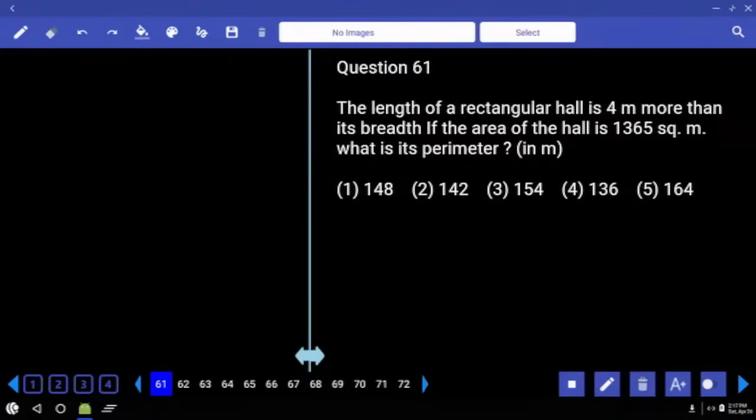This is one way. The other way is, what is 1365 called? Area. That is length into breadth only, right? There is a clue over there. It is ending with 5. That means one of the numbers is definitely 5.